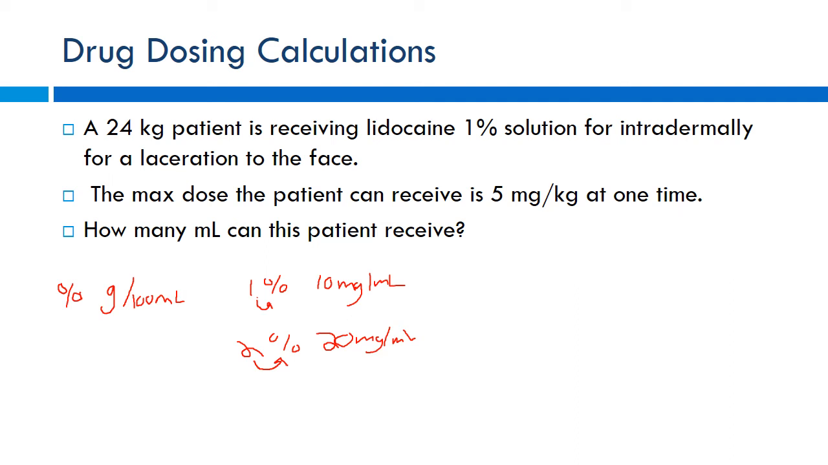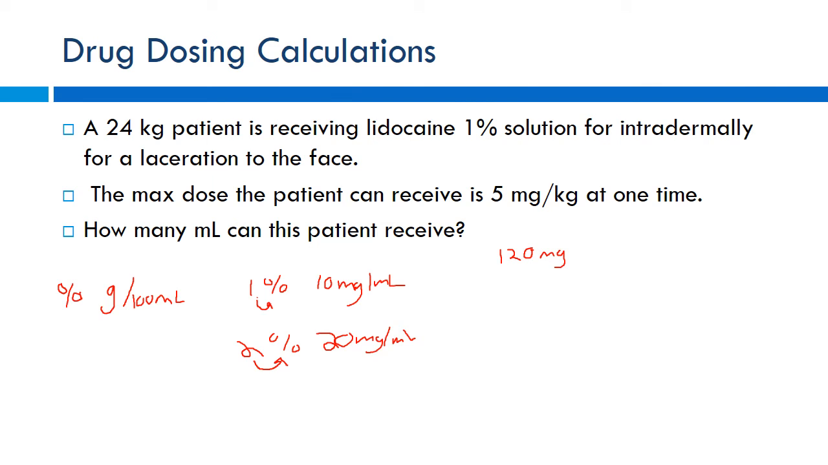So say the paramedic came up to you and said, hey PA, I would like you to tell me the maximum amount of lidocaine I can give this patient. You would look up in your reference and see that you can give a total of 5 milligrams per kilogram at one time. So for a 24 kilo patient, you do 24 times 5. The patient can receive a max of 120 milligrams of lidocaine. And so the next question is, how much volume can they give?